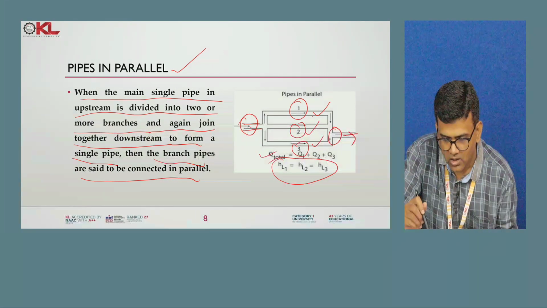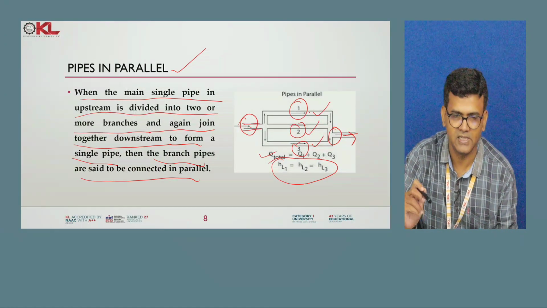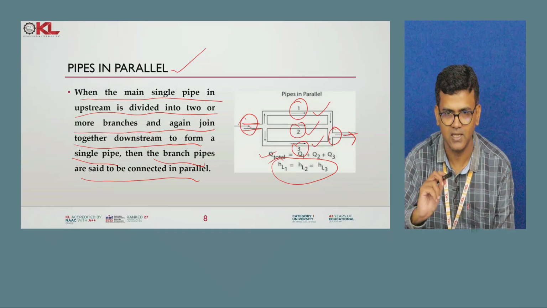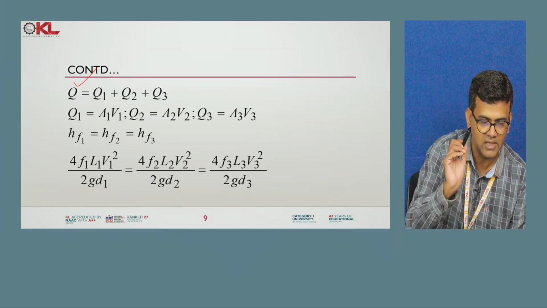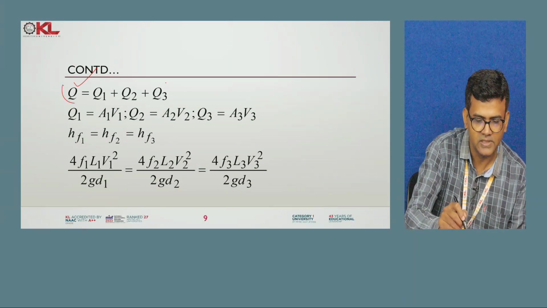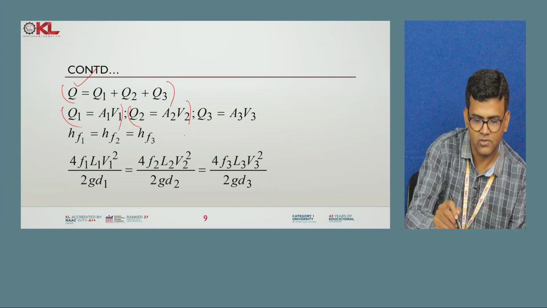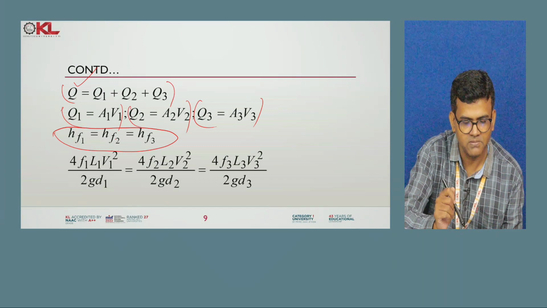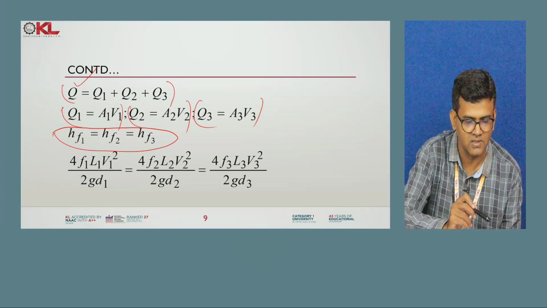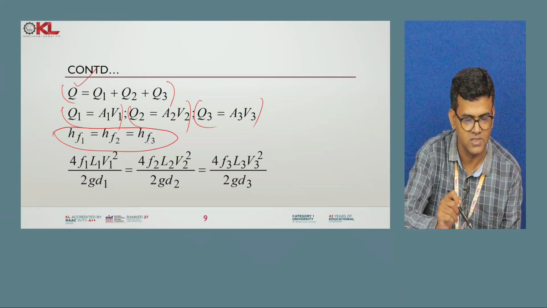That means whatever the number of pipes connected in parallel, in all those pipes the head loss should be the same. That is one of the main characteristics of pipes connected in parallel. So here we have two equations. One is Q equals Q1 plus Q2 plus Q3, where Q1 is A1 V1, Q2 is A2 V2, Q3 is A3 V3. The second is hf1 equals hf2 equals hf3, that is, the head loss due to friction in pipe 1 should be equal to that in pipe 2, and that should be equal to that in pipe 3.